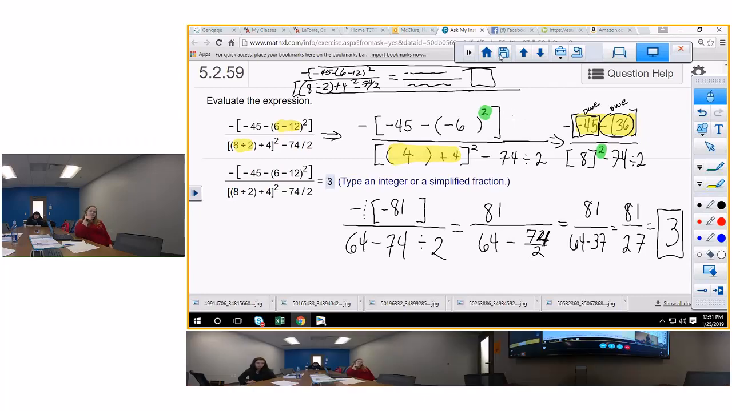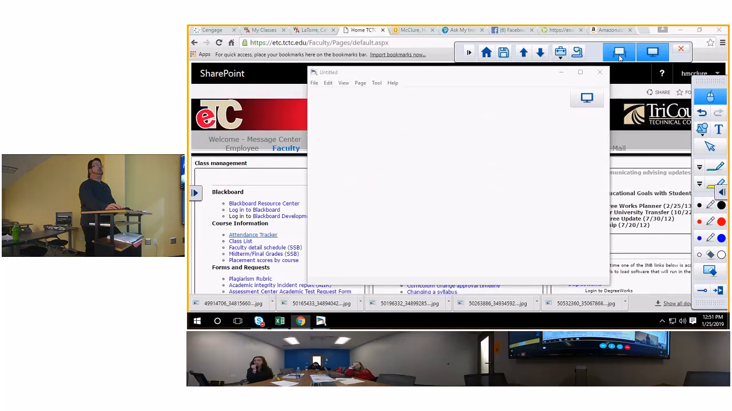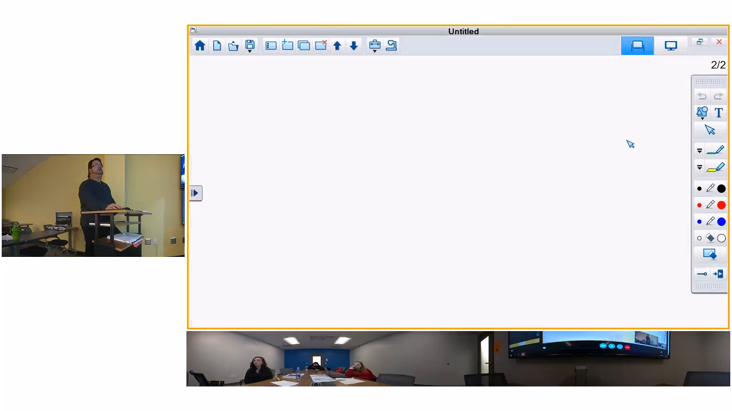Okay. That'll give me enough time to get into what I want to get into, and that is 5.3, because that's going to make up 50% of your test. The other 50% or 40% is going to come from scientific notation. So let's go.